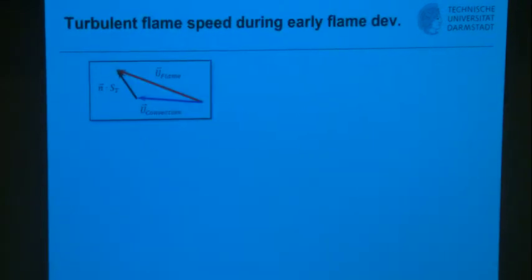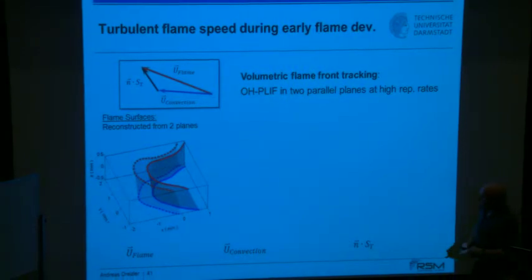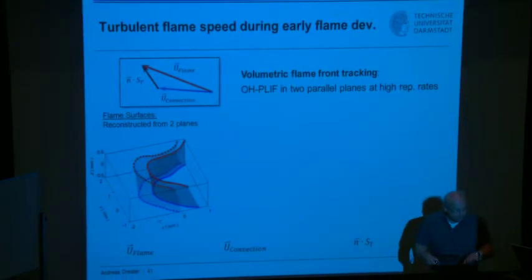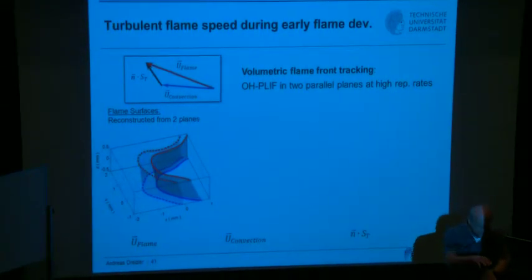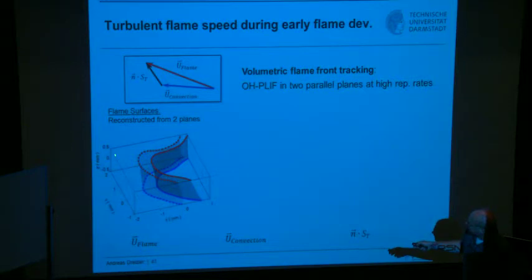Okay. So how is that done? The idea is rather simple. You perform a measurement with two OH sheets which are parallel to each other. Let's say this is plane number 1 here at Z plus 0.5 at this height, and the other one, quasi-simultaneously measured, is that one at Z minus 0.5.